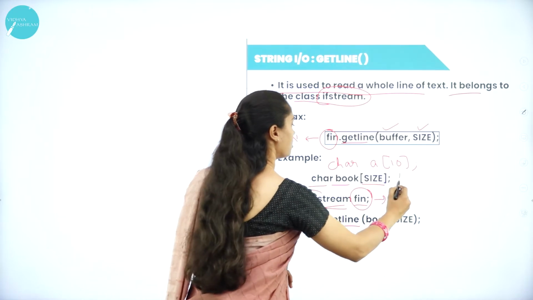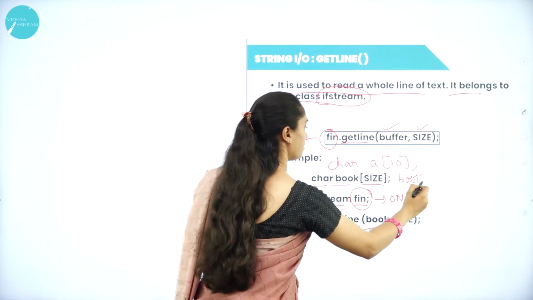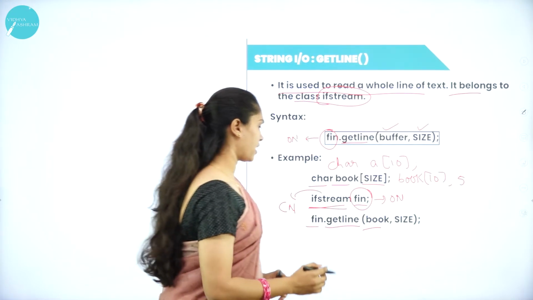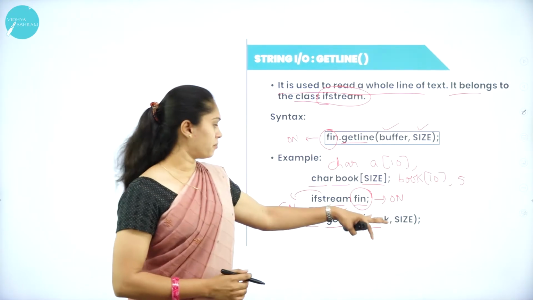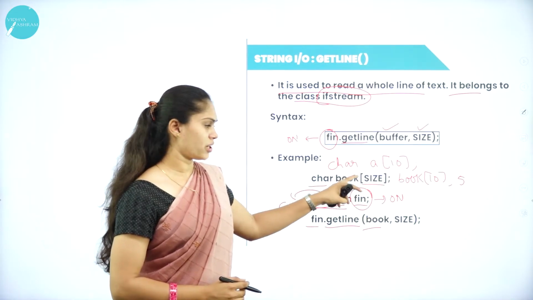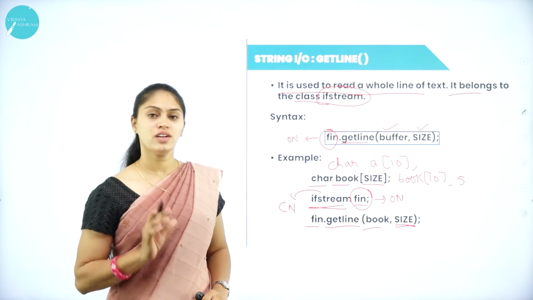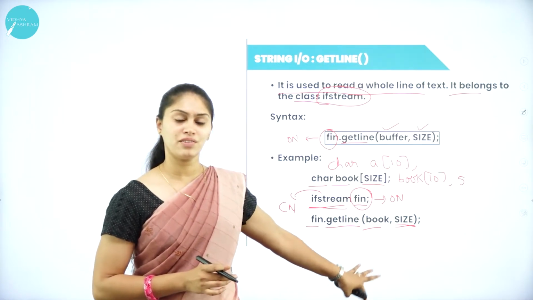Let me take this book as 10 and let me take the size as 5. So what is it going to do? In the buffer, that 10 is going to be stored, and it is going to hold 5 bytes of storage for that book buffer.